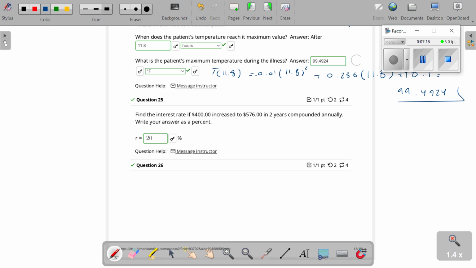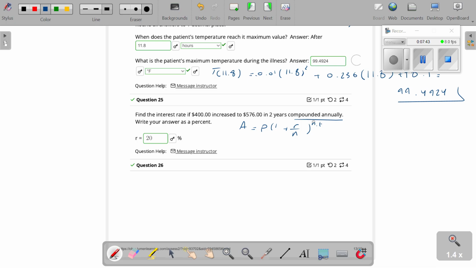Question 25. Find the interest rate if $400 increases to $576 in 2 years compounded annually. I'm going to write the answer as a percent. First of all, the formula that we're going to use is A equals P times (1 plus r over n) to the power of n times t.